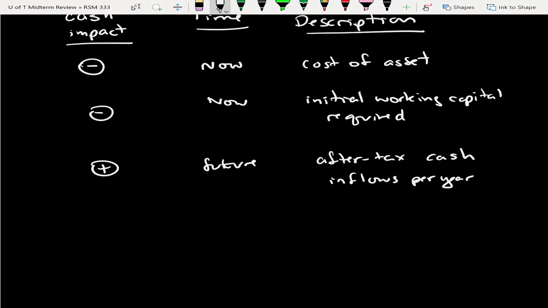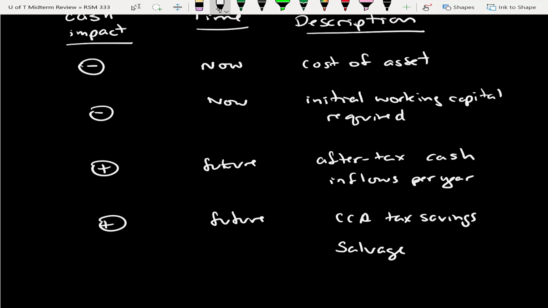And then there's the CCA tax savings. So the savings you're going to get for getting the deduction for buying the asset, and these occur in the future as you depreciate it. And since it's a savings, it's a positive cash flow as well. And then if you're able to sell the asset at the end, you could get a salvage value. And that occurs in the future as well and is a positive.